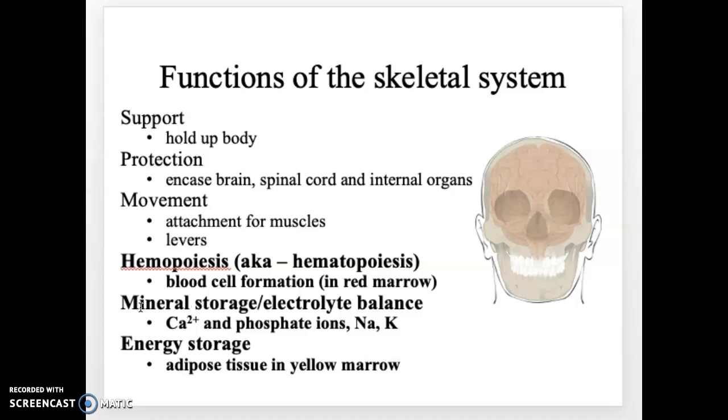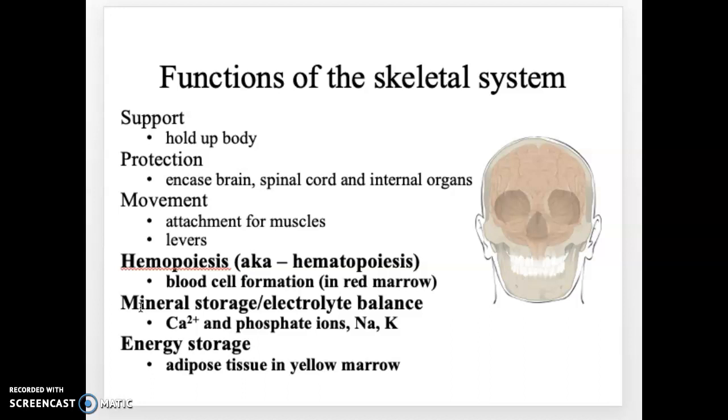Your bones act as a storage for calcium, phosphate, sodium, and potassium. They store these ions, which are really important in other parts of the body. For example, calcium is really important in muscle contractions, so we need to make sure that our body is very tightly regulating calcium. If there's too much calcium in the blood, it just gets deposited into the bone. If there's not enough calcium in the blood, your body just takes it from the bone to use it. We'll talk about that more later on.